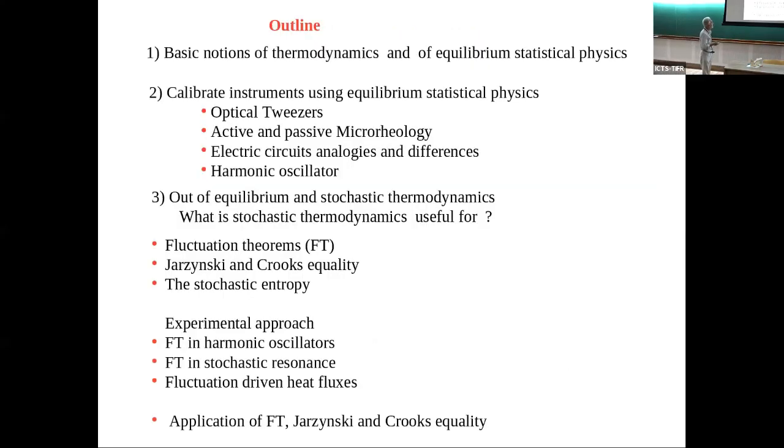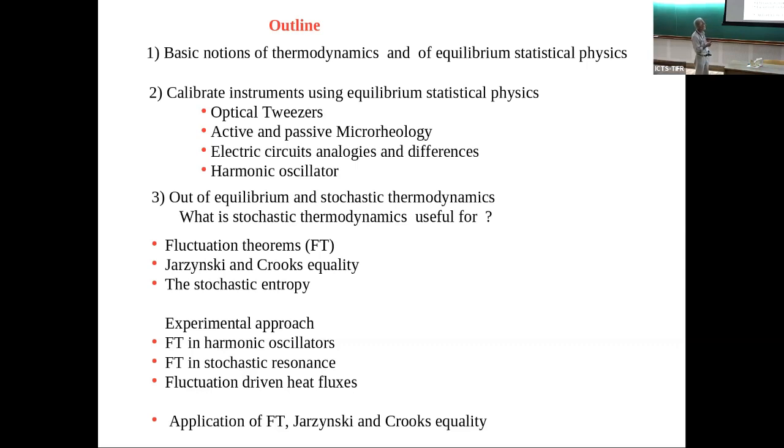So there are a lot of things that I can discuss. But first of all, I want to recall the three or four basic notions of thermodynamics in order to establish a common language for everybody. And then I want to show what we know about equilibrium statistical physics, that is, how equilibrium statistical physics can be used, for example, to calibrate instrumentation when you're in a lab. Okay. And then these typical cases, for example, are optical tweezers, active and passive microrheology, electrical circuits, analogy and difference with the mechanical system, and then harmonic oscillators.